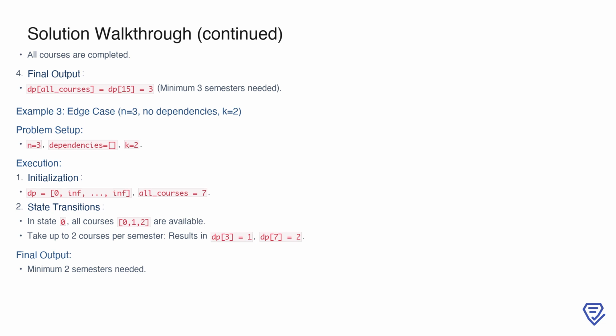For a final example, consider an edge case with 3 courses and no dependencies, where up to 2 courses can be taken per semester. Here, all courses are available from the start. From state 0, we can take up to 2 courses, completing states 3 and 7 by the second semester. The DP array reflects that all courses can be completed in just 2 semesters. This demonstrates how the approach adapts to scenarios with no dependencies, optimizing the number of semesters based on the constraints.